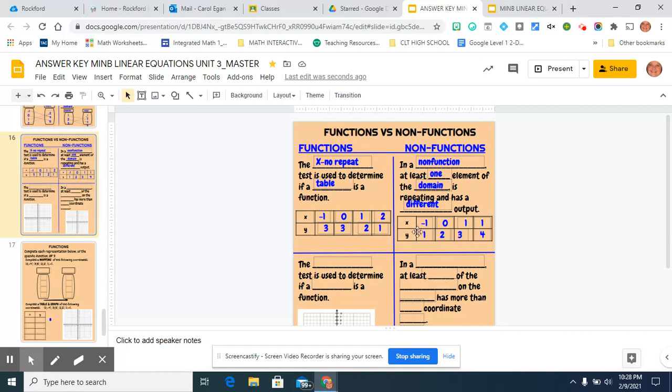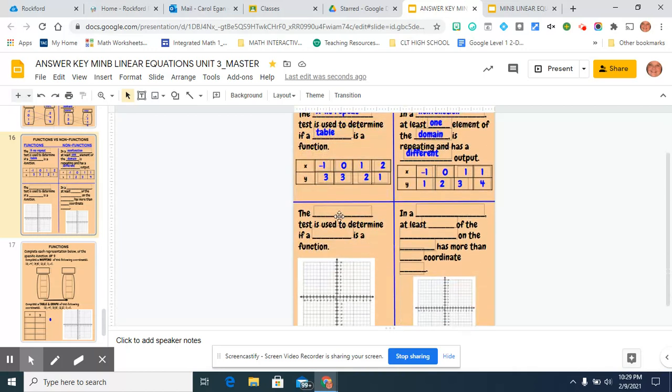So typically, all you do is look at the x values in a table, because you're not going to write a repeating coordinate point in a table. If each x is different, like over here, you're a function. Over here, when they have a repeat, it's not a function.